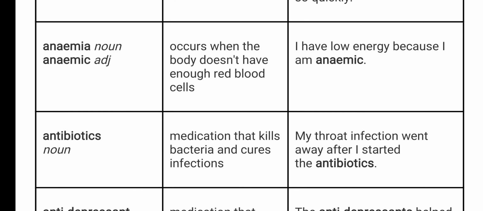Not sure, but that is the most accurate translation, because that's what anemia is, anemic is.